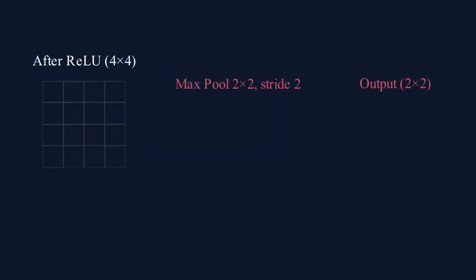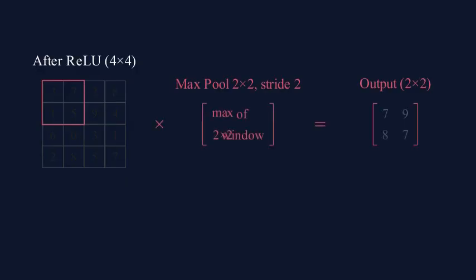Max pooling downsamples the feature map. We slide a 2 by 2 window across the output with stride 2, and keep only the maximum value in each window. This halves the spatial dimensions, reducing computation and making the representation more robust to small shifts. If a feature is detected 1 pixel away, max pooling still picks it up. Critically, during backpropagation, only the maximum neuron in each window will receive the gradient.